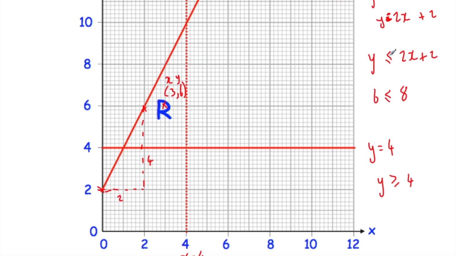So let's just check that. If we had the inequality y is less than or equal to 2x plus 2, and we choose the point 3, 6, which I've chosen because it's in the region we want to accept, if the x-coordinate was 3, we'd have 2 times 3 is 6, plus 2 is equal to 8, and here the y-coordinate is 6, and 6 is less than or equal to 8, so yes, that would work. So that means that's the inequality: y is less than or equal to 2x plus 2.